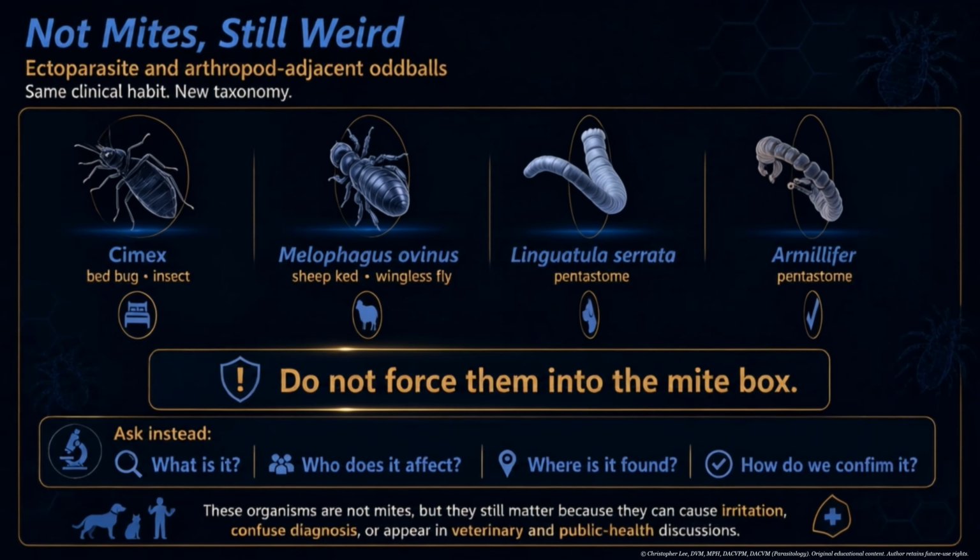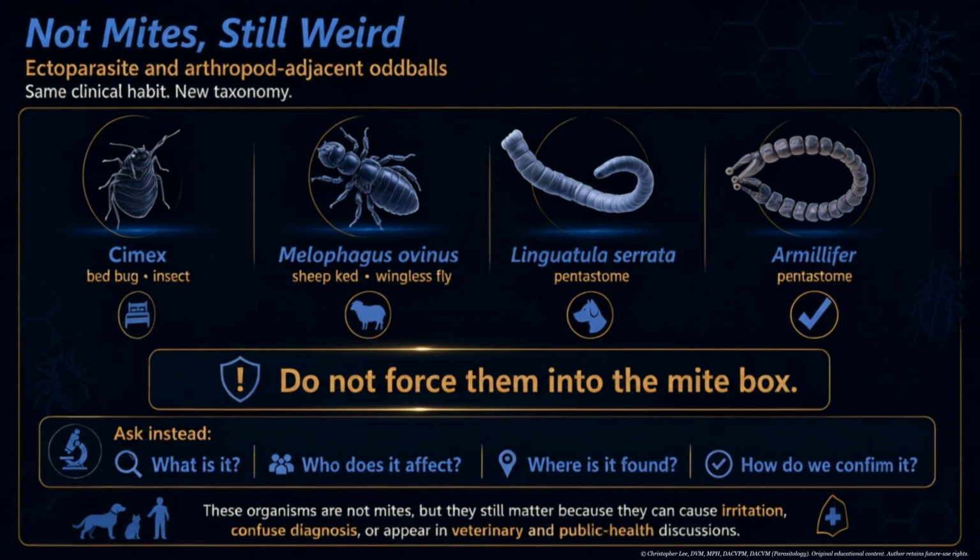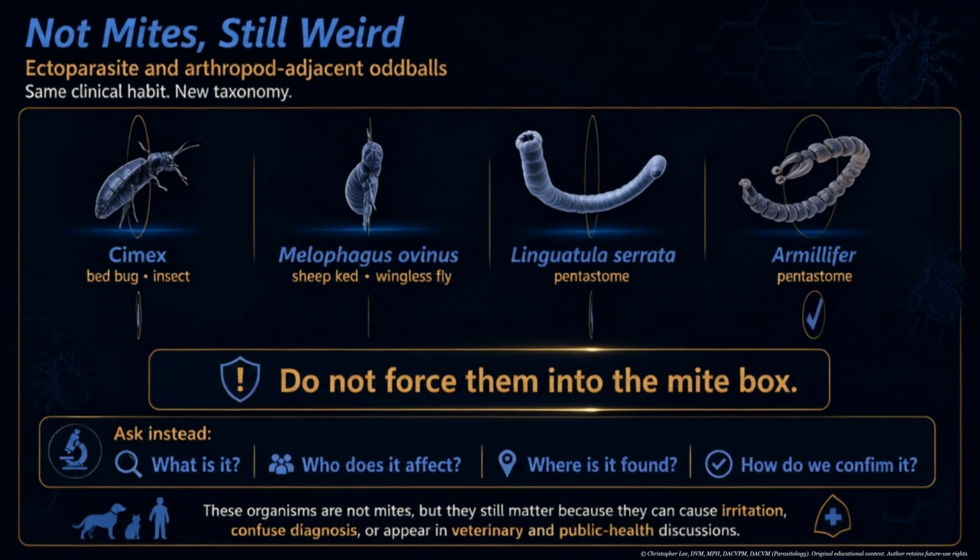The next organisms are not mites, but they still matter. They cause irritation, confuse diagnosis, set up public health conversations, or look like something that they are not. Do not force them into the mite box. Instead, keep asking the same clinical questions. What is it? Who does it affect? Where is it found? And how do we confirm it? This is the little parade of not mites, but still weird.